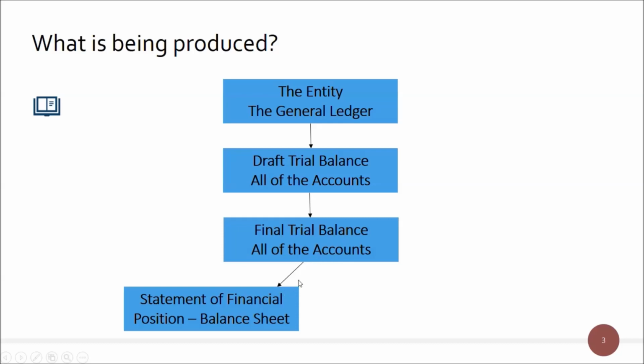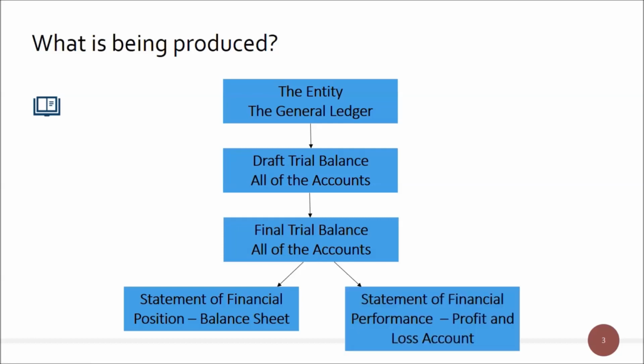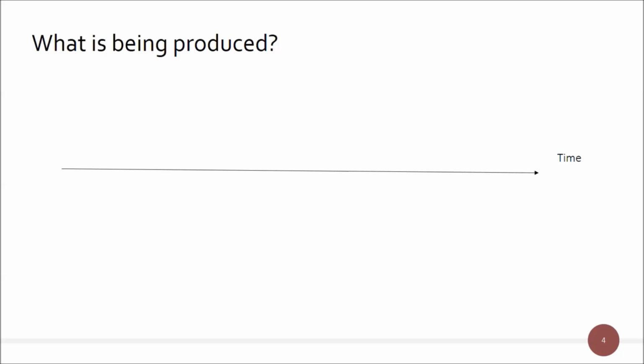We're going to split it into the statement of financial position, which is also known as the balance sheet. This is at a particular point in time. And we're going to have the statement of financial performance, which is also known as the profit and loss account, which is a level of performance over a period of time. So, what are we going to produce then?